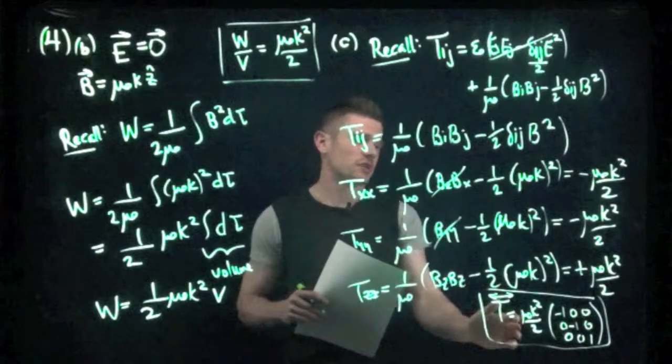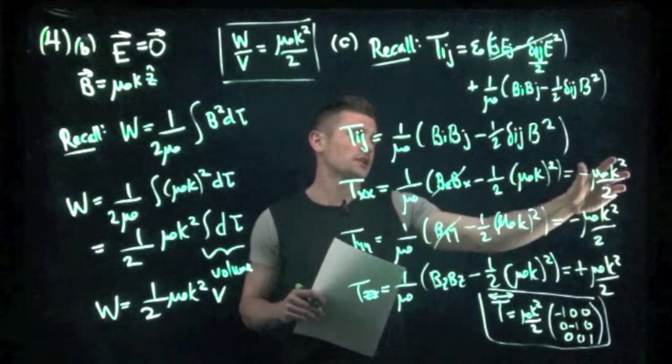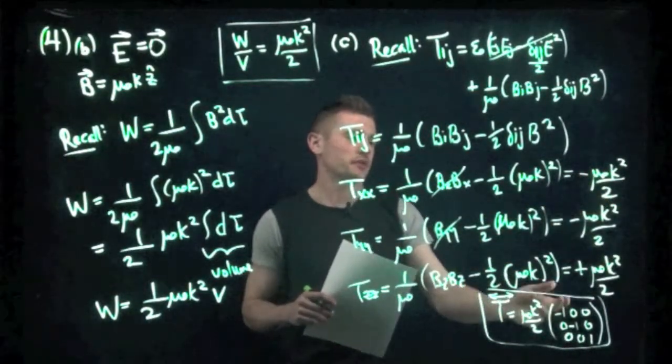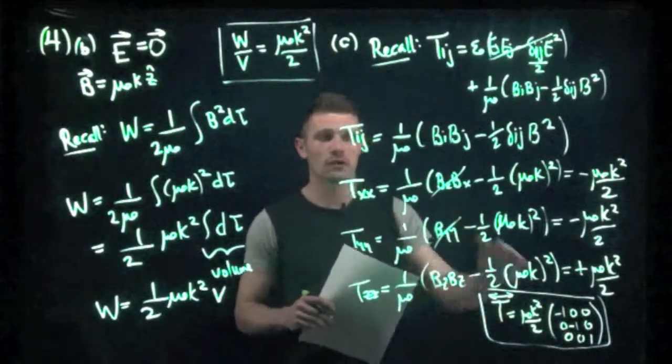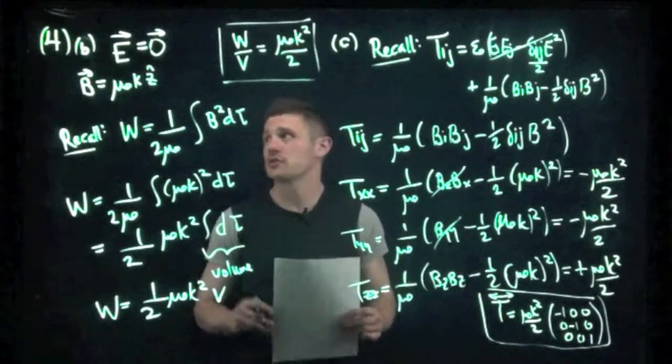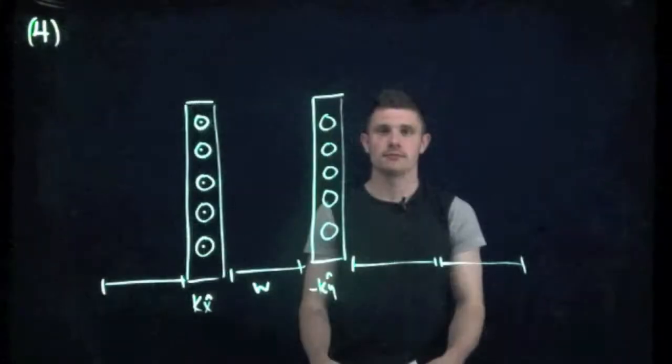And we can write it in its matrix form by factoring out mu naught k squared over 2 from all terms, ending with a negative 1, a negative 1, and a 1 along the diagonal. And those are the solutions to part B and part C.